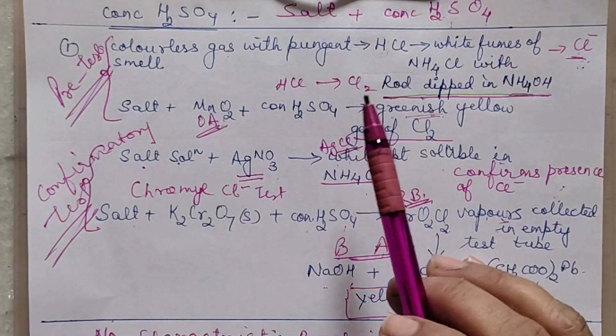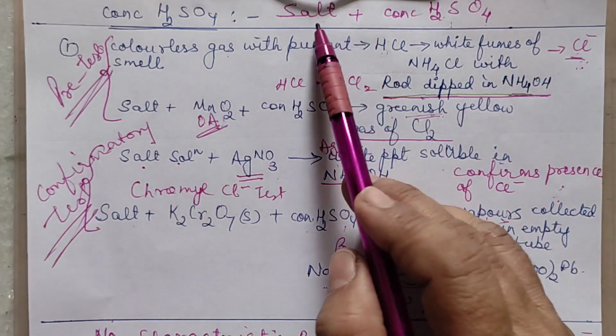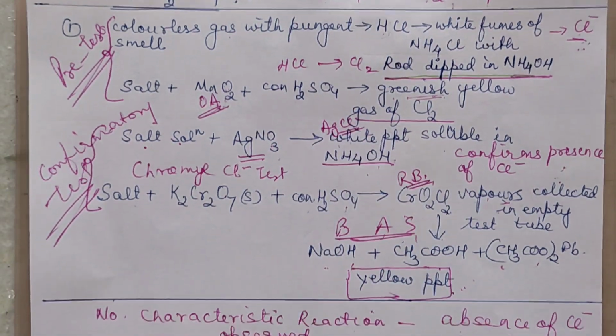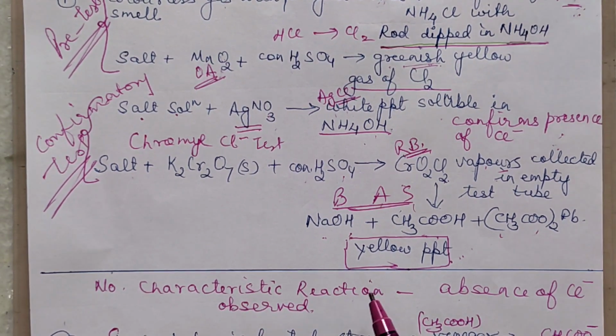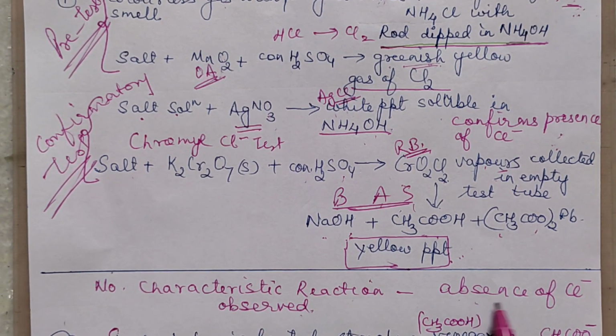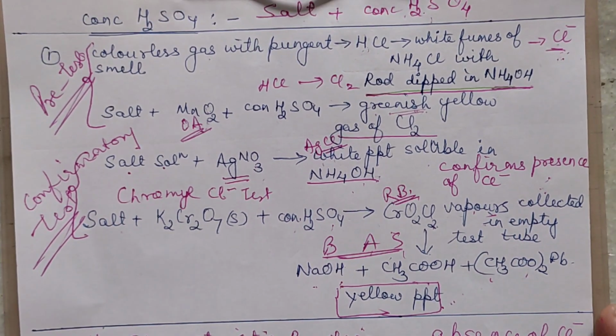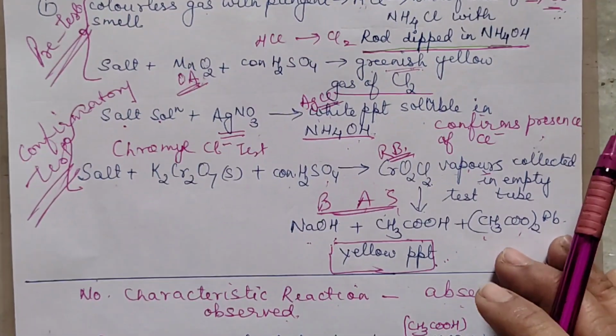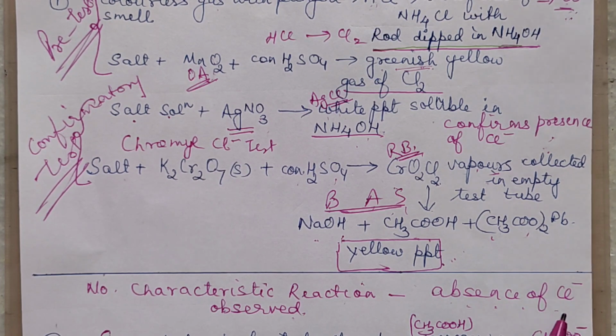Suppose it is not chloride, then you will write down: salt plus concentrated sulfuric acid is added. In that case you will write no characteristic reaction is observed, indicates absence of chloride ion. If it is chloride only, you are writing all this. If it is not chloride, then you will write no characteristic reaction is observed, indicates the absence of chloride ion.